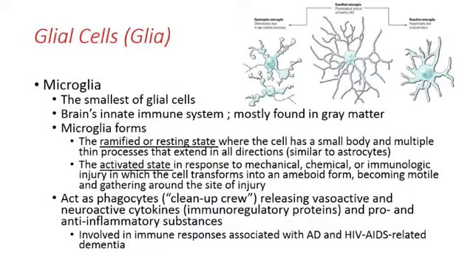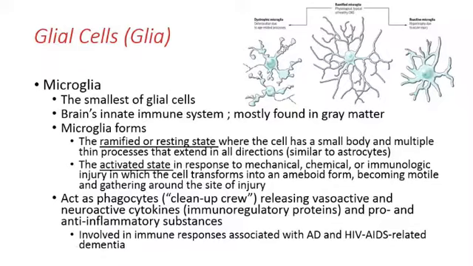So then we have the glial cell, or microglia cells, and these are the smallest of all the glial cells, hence their name, microglia. And they're the brain's innate immune system that I mentioned before, and they're mostly found in gray matter. And you can see right here in the middle, this is what they normally look like under physiological conditions. They're in what's called a ramified or resting state.